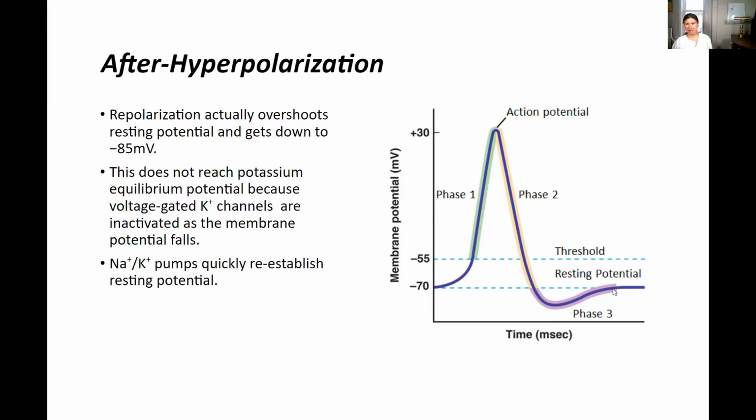As we're getting back to our resting potential, those voltage-gated potassium channels do start to close. They were a little slow about it, but they don't remain open forever.